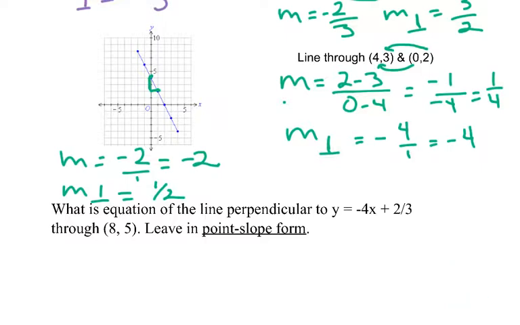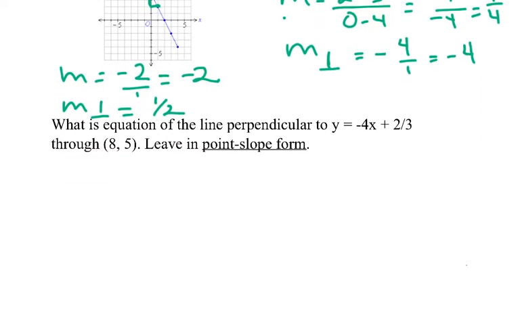All right, our last example. What is the equation of a line that is perpendicular to y equals -4x plus 2/3, and it goes through the point (8, 5)? This one says we can leave it in point slope form.